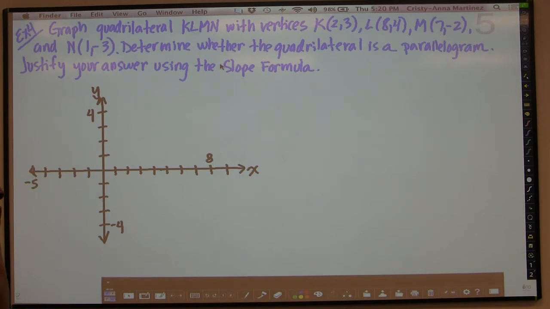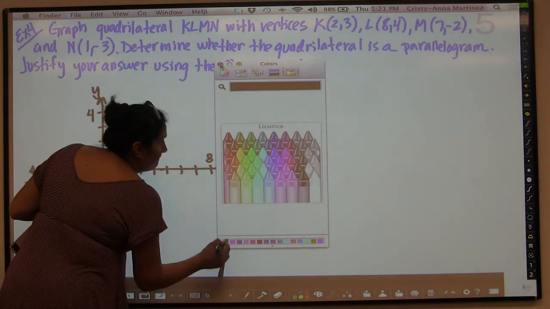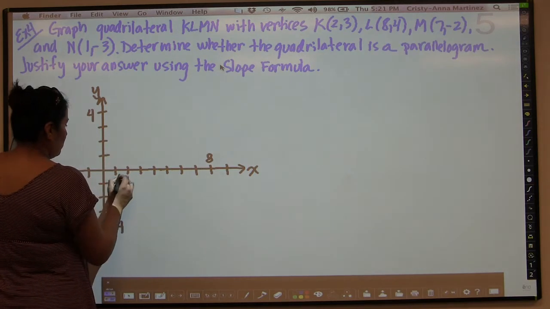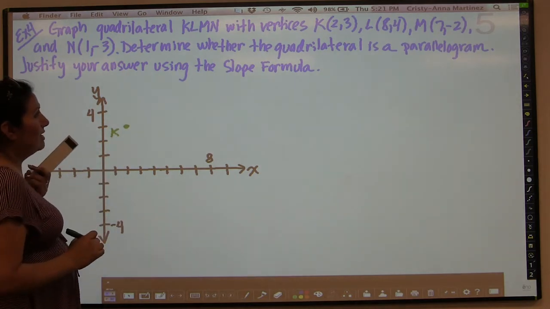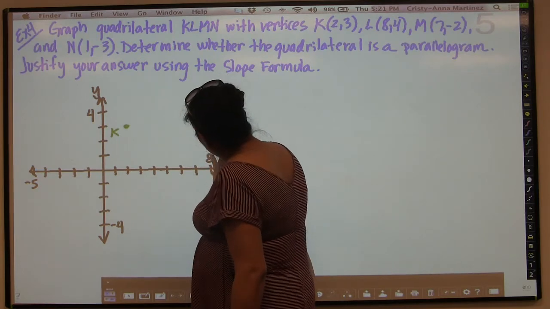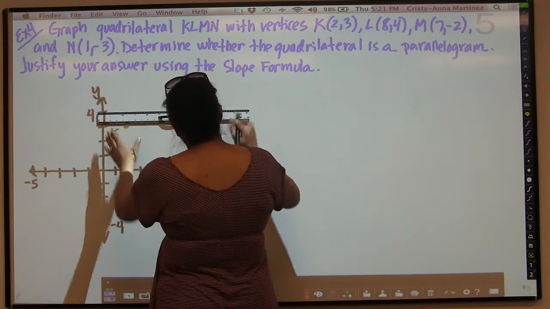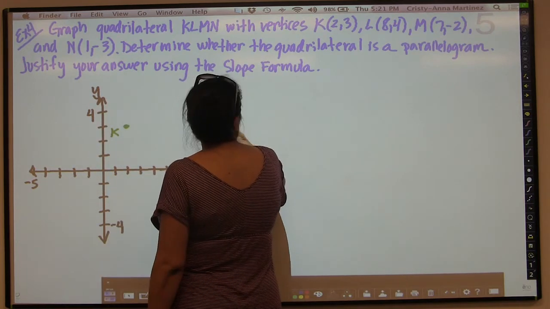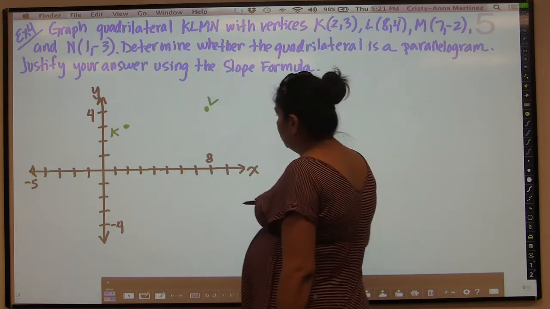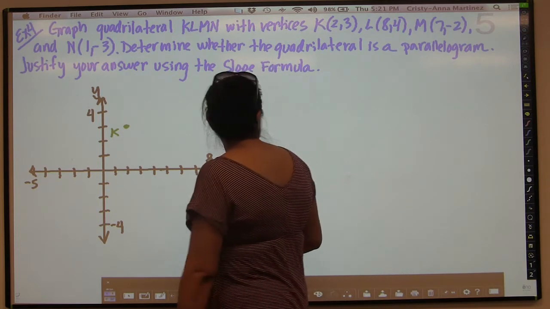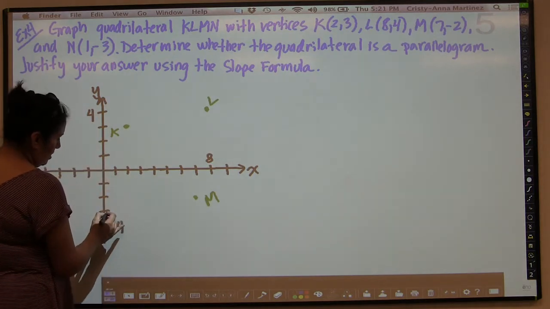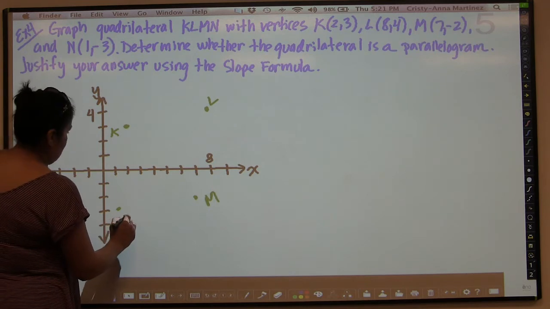In example 4, they want us to use coordinate geometry. It says graph quadrilateral KLMN with vertices K(2, 3). So we're going to do that first and foremost. K is 2, 3, so here's 2, 1, 2, 3. That's K. Then we have L, which is 8, 4, so here's my 8, and 4 is going to be roughly, trying to make this somewhat as accurate as possible, up here. That's going to be L. M is 7, negative 2, so here's 7, and negative 2 is right about here. And that is M. And lastly, we have N, which is 1, negative 3, so right about there. This is going to be N.